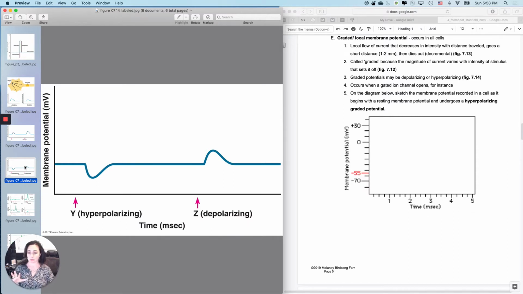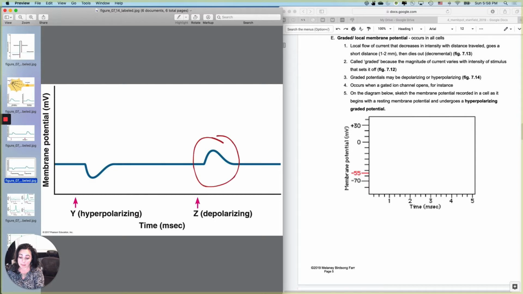Okay, so one of these, Y or Z, is recording what happens in a membrane if you open a sodium channel, and the other one is recording what happens in a membrane if you open a potassium channel. So let's talk about that, and about how you would know, because hopefully you get this, but I don't know if you do. Okay, this one right here, Z. Let's talk about what is happening there.